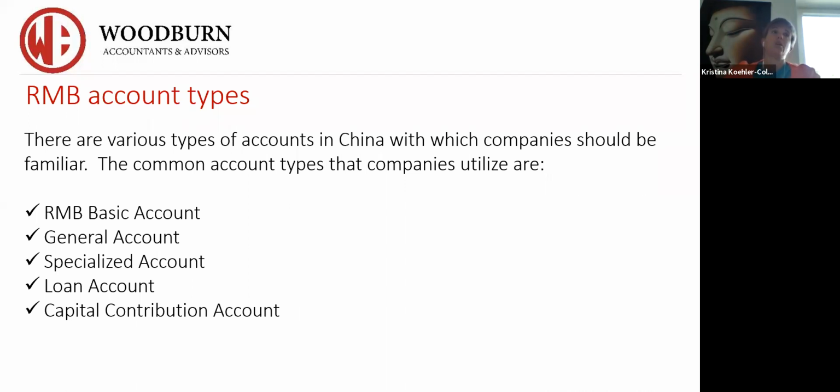For example, there was in the past the option of opening up temporary accounts during your incorporation phase to remit part of your registered capital prior to even your business license being issued to pay off expenses. This is difficult to open up now, but there are these types of specialized accounts that can be opened.